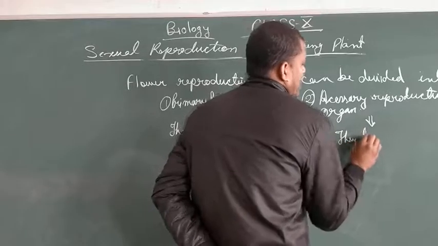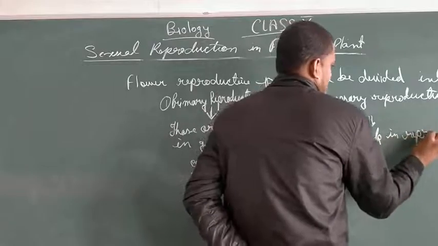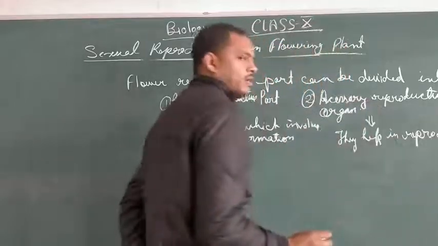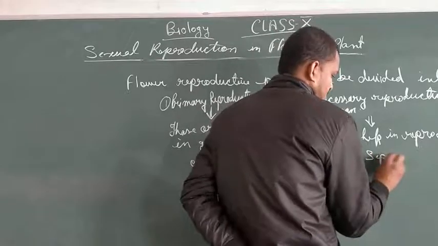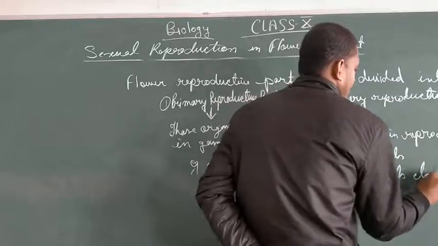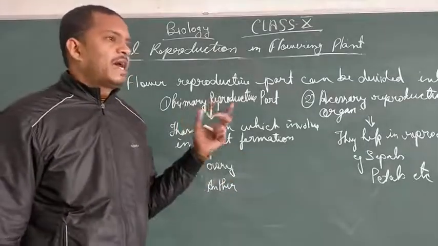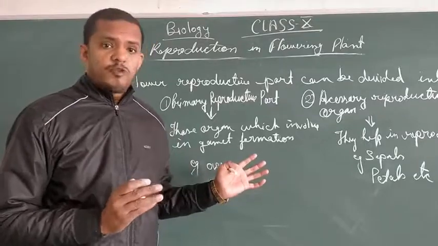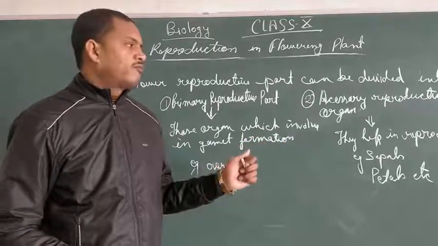Example means they help in reproduction. Example, sepals, petals, etc. Sepals and petals are also part of the flower, but they help to attract insects, and at the bud stage they protect the reproductive part of the flower. So in that way they also help in the process of fertilization.